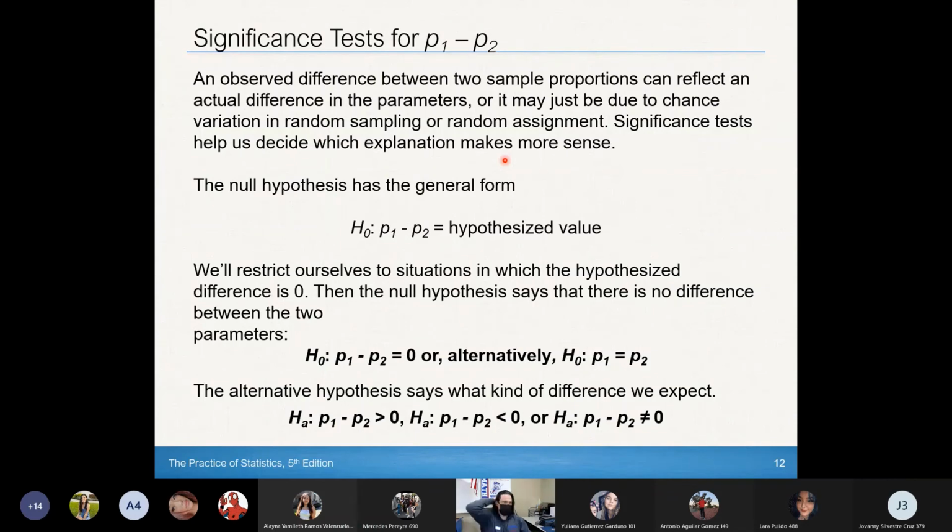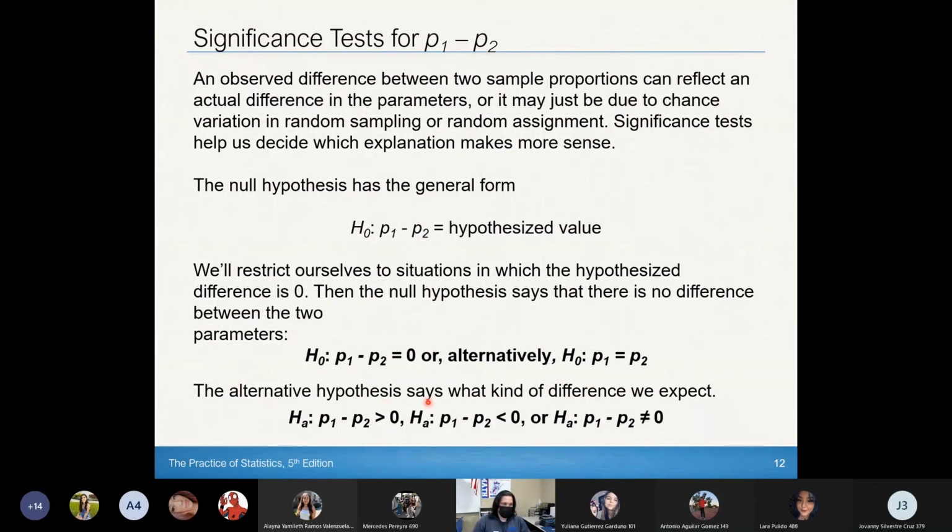The null hypothesis has the general form H naught: p1 minus p2 equals hypothesized value. We'll restrict ourselves to situations in which the hypothesized difference is 0. Then the null hypothesis says that there is no difference between the two parameters. All right, so H naught: p1 minus p2 equals 0, or alternatively, H naught: p1 equals p2. So we can list the null hypothesis in either of these ways.